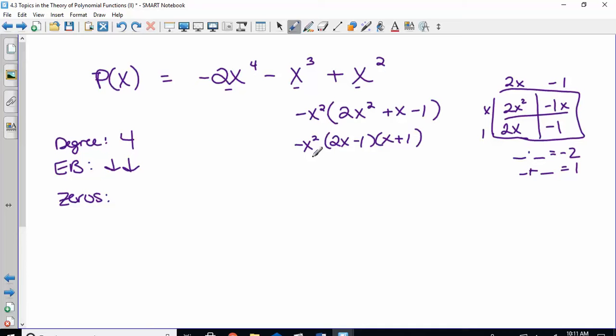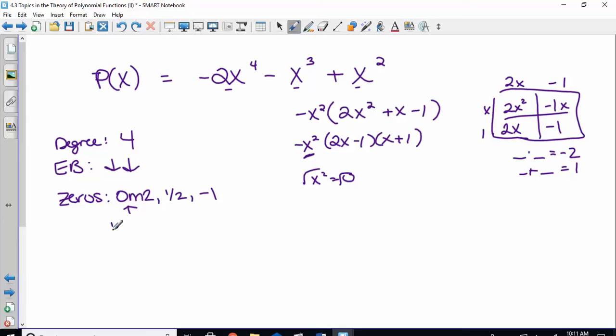So, my zeros. This out here, if you just have a plain x, what makes that 0? Well, x squared equal 0, so that's just 0. But it was a square, so its multiplicity is 2. What makes 2x minus 1 equal 0? 1/2. And what about x plus 1? Negative 1.